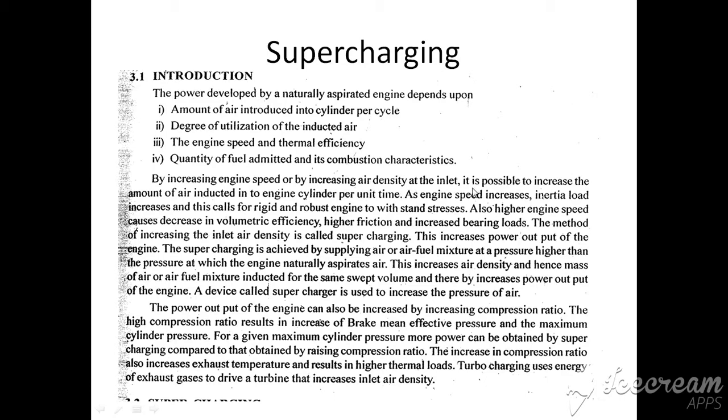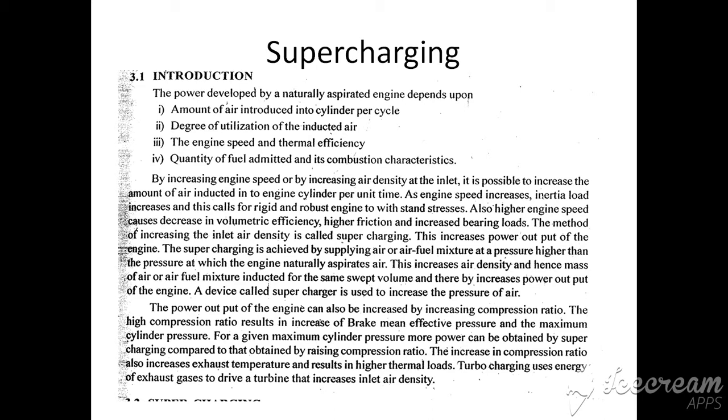As the engine speed is increased, inertial load increases, and this calls for a rigid and robust engine to withstand the stresses. Now we can see small engines running up to 10,000 rpm, whereas car engines run up to 4-5,000 rpm, especially petrol and diesel cars.